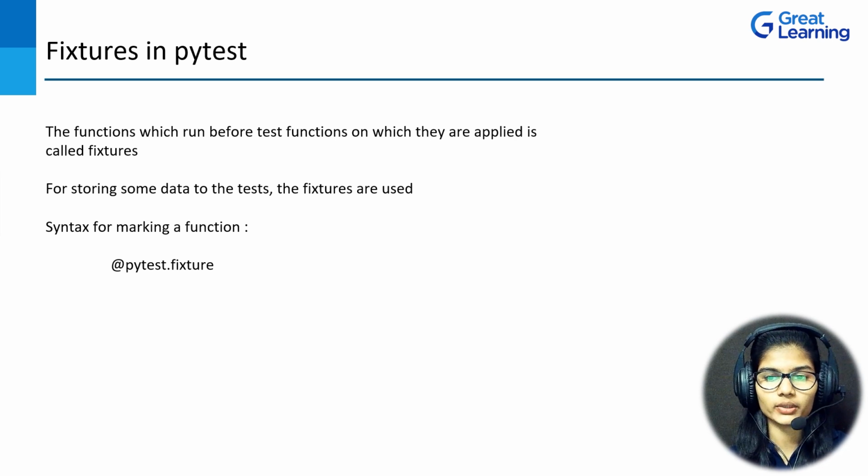Fine, so I hope I'm clear with this, that this is what the functions for fixtures are. We have some functions which actually run before the test functions. Right, before the test functions, there are some functions which we apply, and those functions run before the test functions. So those are called fixtures. Now, what are these used for? Whenever you want to store some data for the test, in that case fixtures are used. Fine. Now, what's the syntax for marking a fixture? For making a fixture, you have @pytest.fixture.